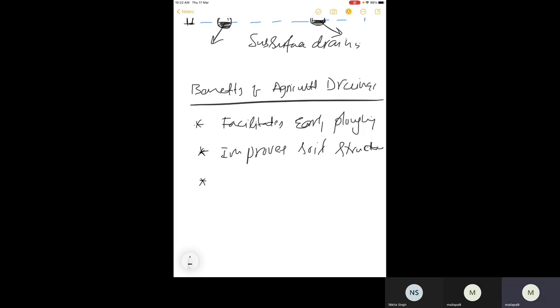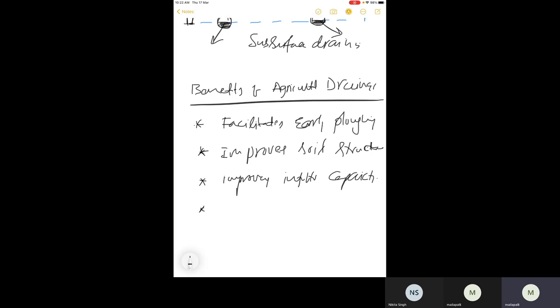And then it improves the infiltration capacity. Okay, since the soil is only partially saturated, the water can enter easily from the top surface to the subsurface, okay, and that improves the infiltration. And of course, since you are removing water from the soil, that really reduces the soil compaction, and that eases the farming operations.